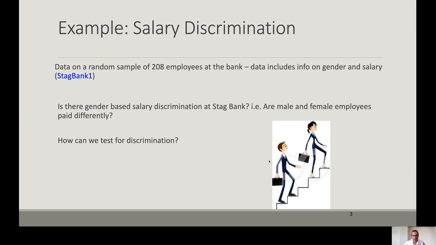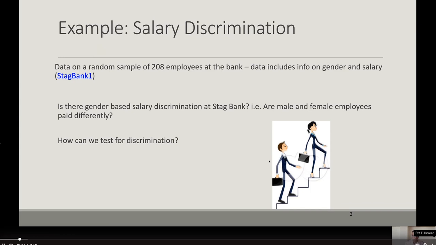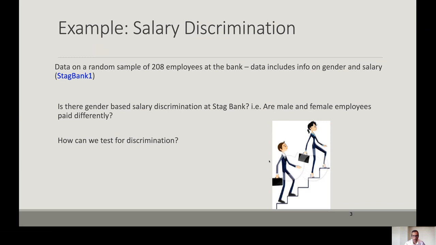Now, this data considers not all the employees of the bank, but it's a sample of 208 employees at the bank. We would like to know if there is gender-based salary discrimination, and we want to use a regression model to test whether discrimination exists or not. Now, if we have to come up with a regression specification to do that, obviously the y variable should be the salary, right? But then the question is, what should be the x variable that we should look at?